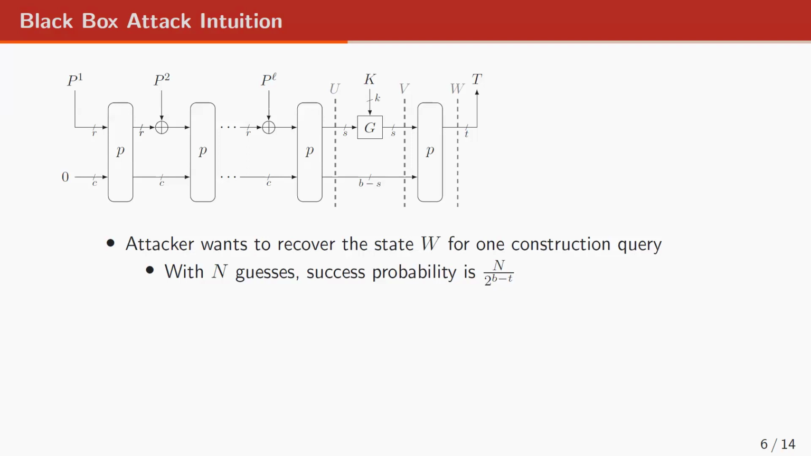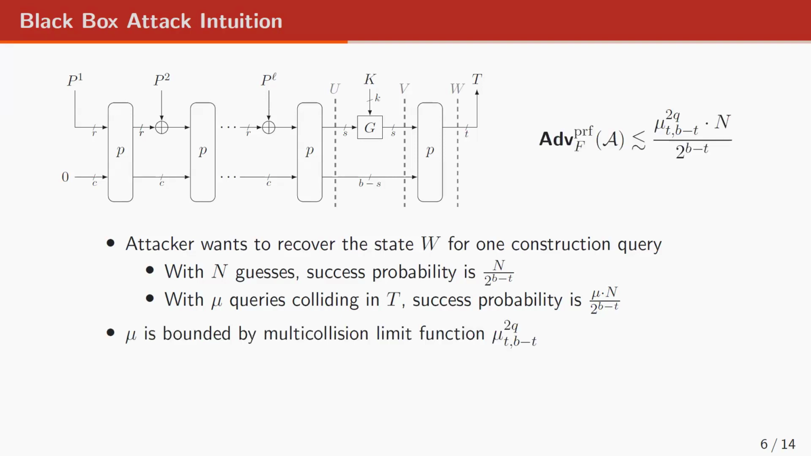If the attacker finds, say, mu queries, which all result in the same tag, then for one guess for the B minus T bits, the attacker can match each of these mu states W. So then the success probability is multiplied by mu. And now we can use the multi-collision limit function to give an upper bound on mu. The multi-collision limit function which is used in this scenario is mu of 2q, t, and b minus t. If we plug that into the success probability, then we get exactly the black box bound. So that means that the black box bound is indeed tight.